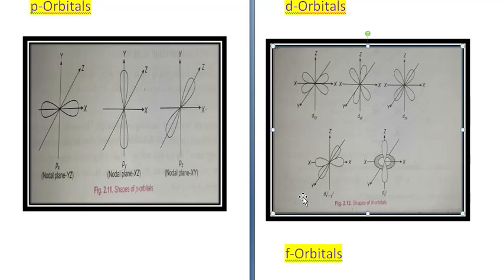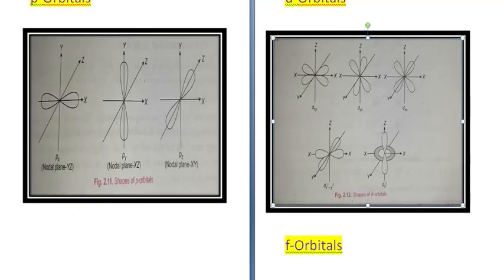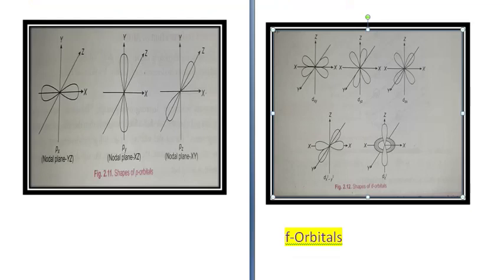Then you come to the next type of orbitals. They are the f orbitals. The structure of f orbital cannot be shown in 2 dimensions because it is a very complicated structure, can be studied only in 3 dimensions. So there is no need to study the structure in detail. What you need to remember is that there are 7 orbitals and each orbital can accommodate 2 electrons. So in total f orbitals can accommodate 14 electrons.